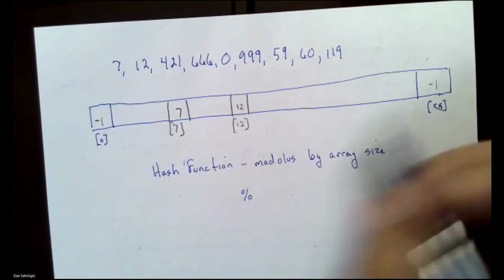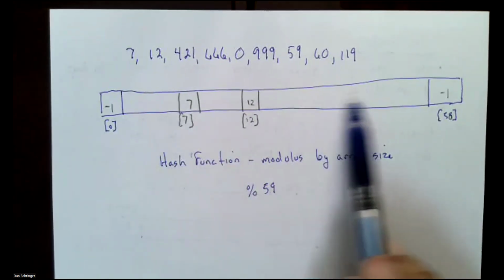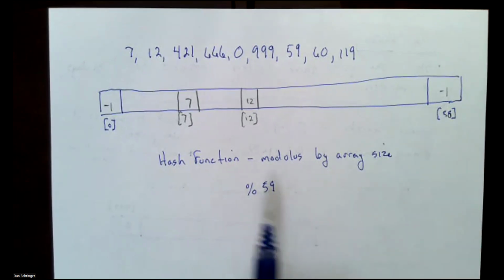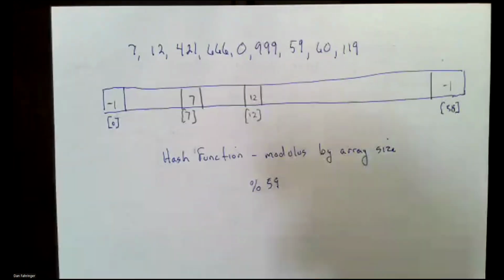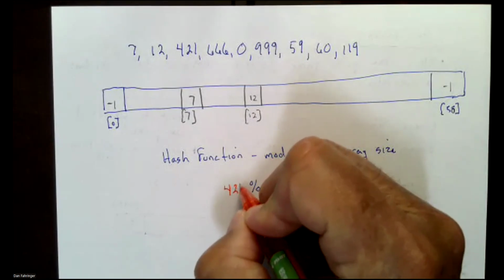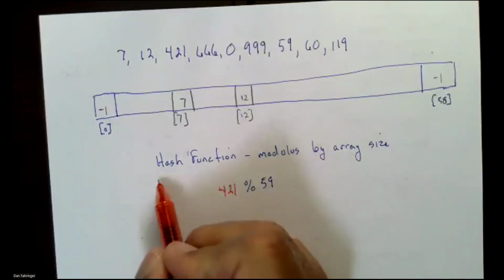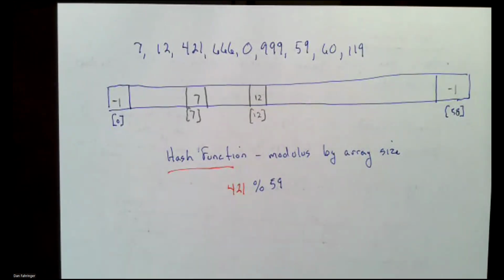modulus 59, I'm going to get a remainder of 0 to 58. Whatever that remainder is, that's where I'm going to store the number. So if my next number is 421 modulus 59, that's going to tell me where I store 421. And by using this hash function, it'll allow me to store, but it'll also allow me to go retrieve. Where would you like me to put 421?